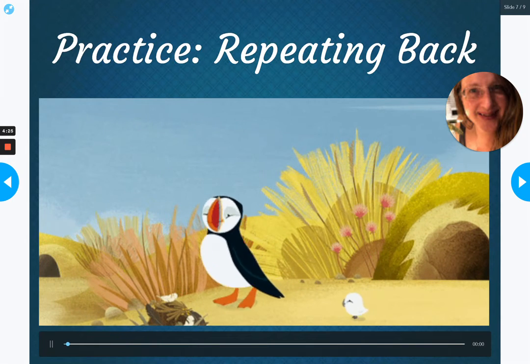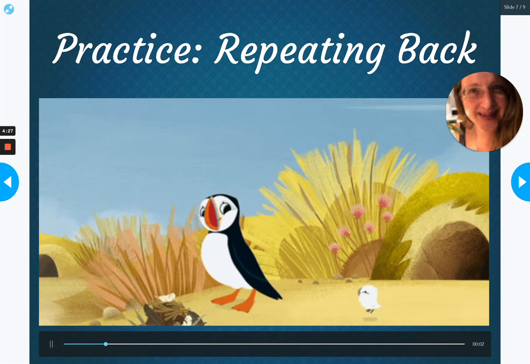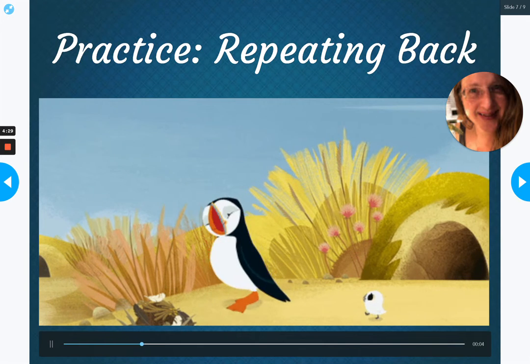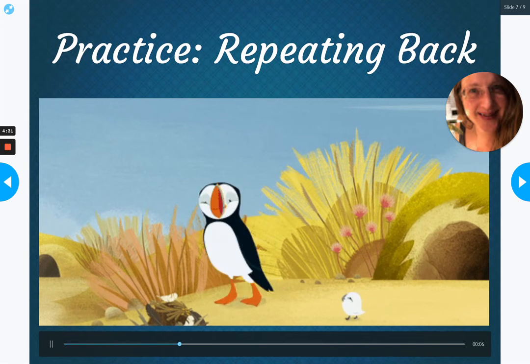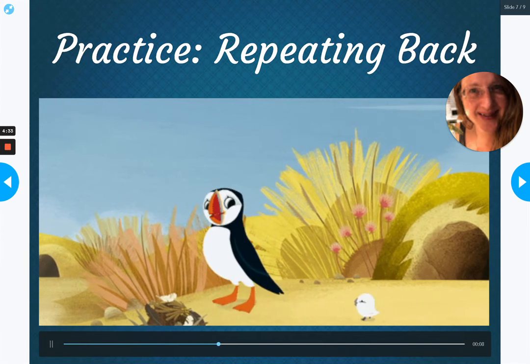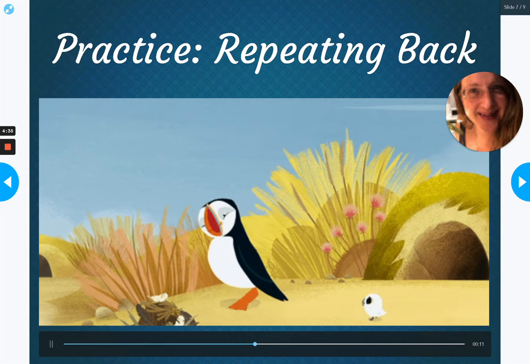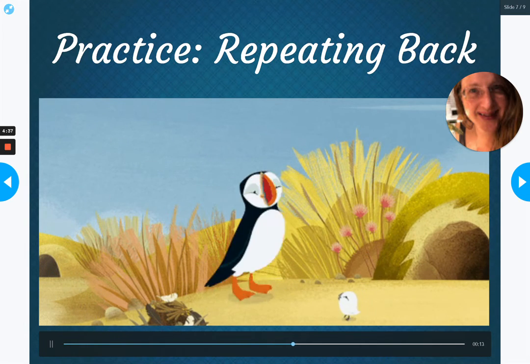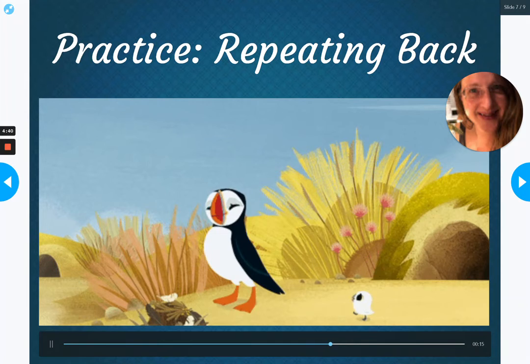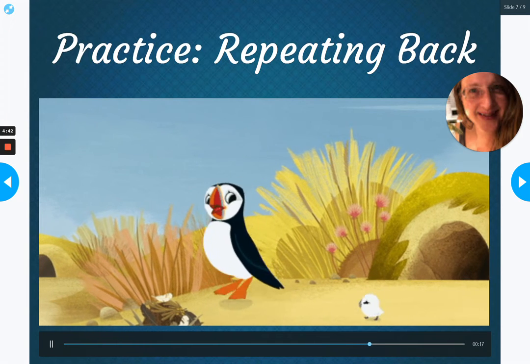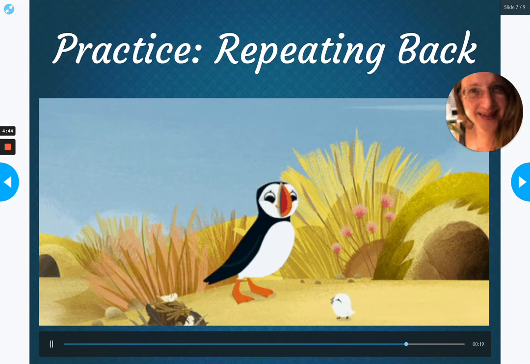A strategy for talking about pictures in books is to repeat back to your child things that they are saying to you. For example, your child might say, the bear is lost. You might reinforce this by saying back to them, yes, the bear is lost.